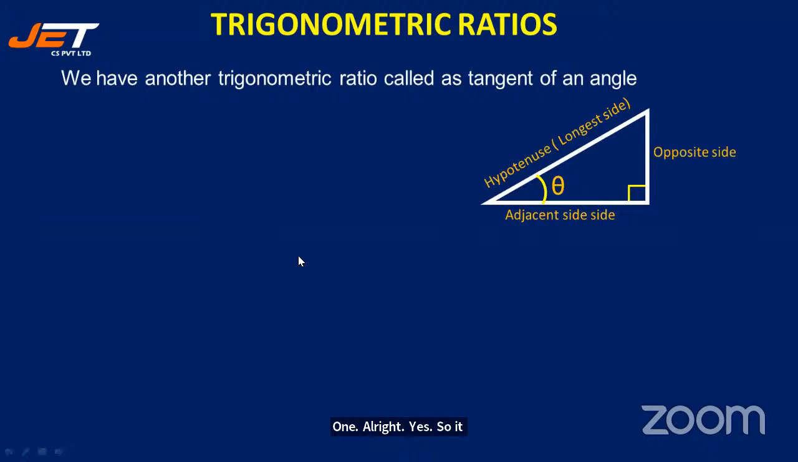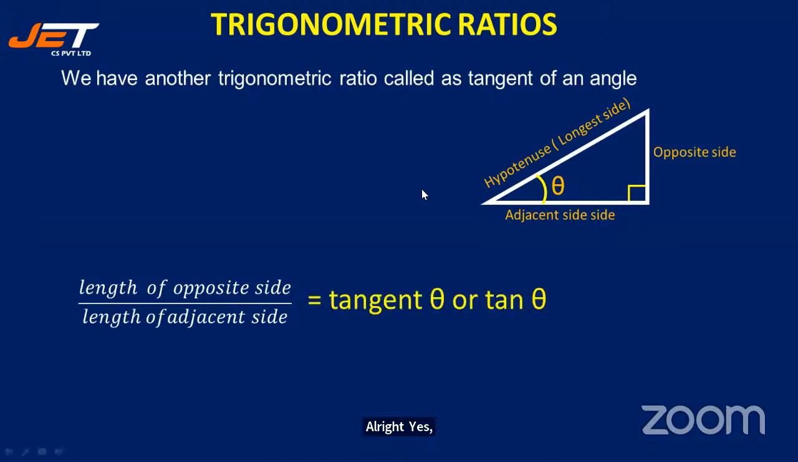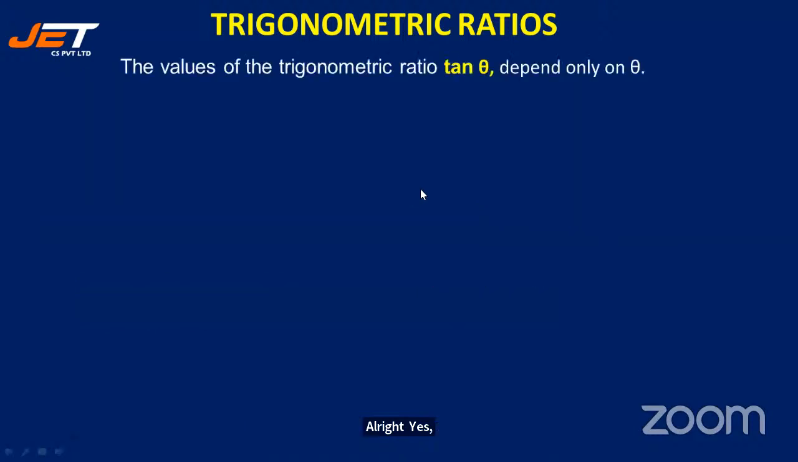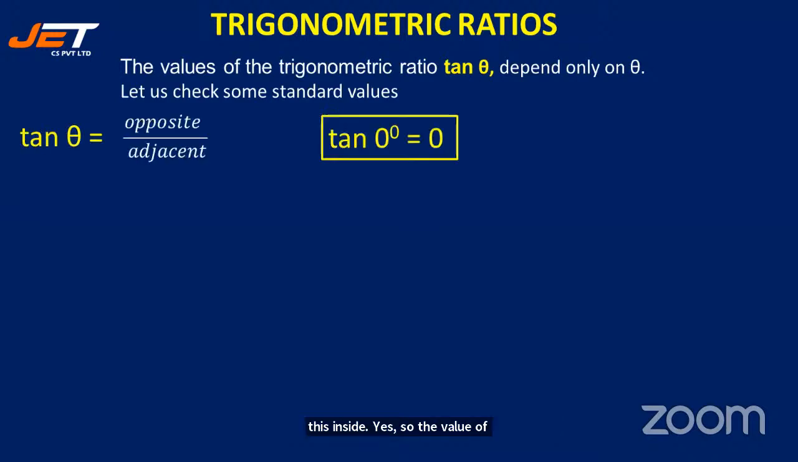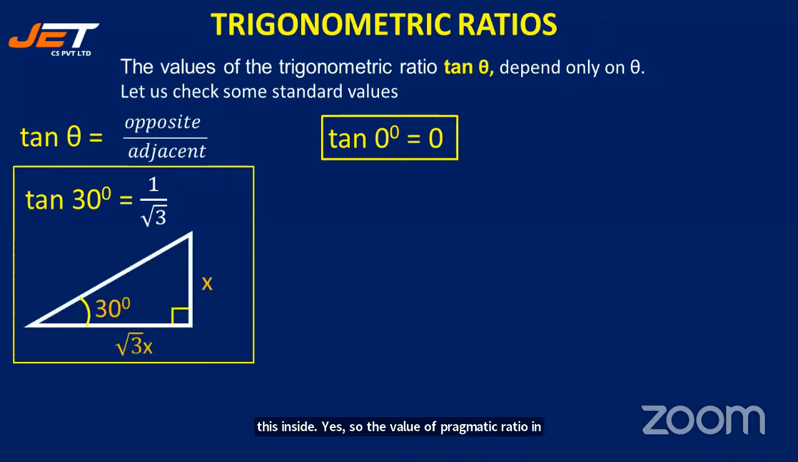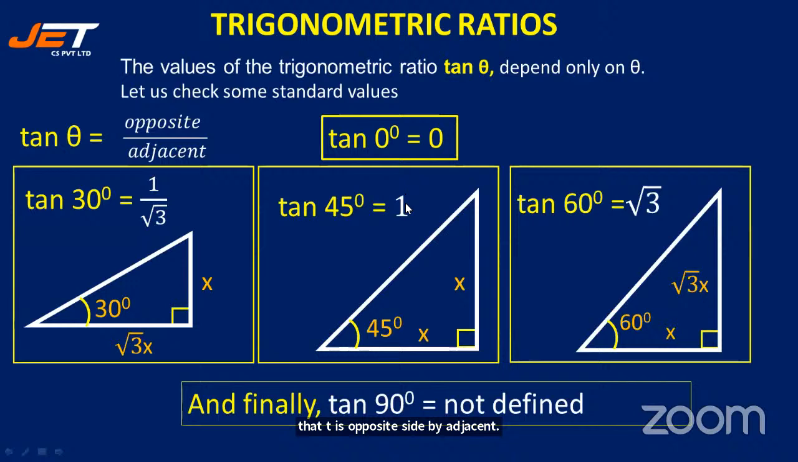So it is called tangent or tan. Tan is nothing but opposite side by adjacent side. So the value of the trigonometric ratio tan theta is opposite side by adjacent. Tan 0 is 0, tan 30 is 1 by root 3, tan 45 is 1, tan 60 is root 3. Tan 90 is not defined.